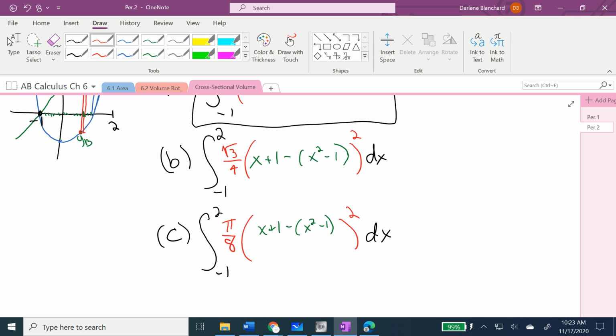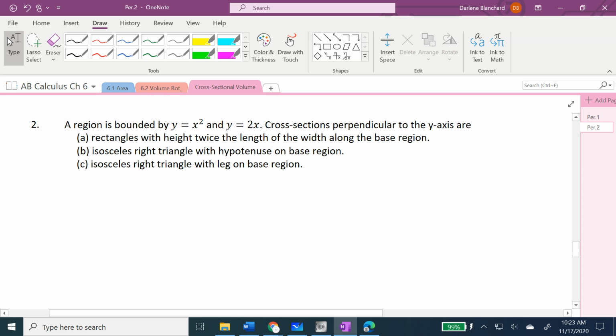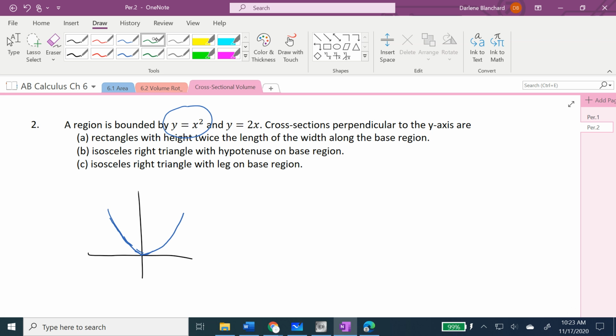So that was cross sections perpendicular to the x-axis. Number 2, cross sections perpendicular to the y-axis. Let's draw these graphs. Oh, that's way too steep. What am I doing? I'll never get them to meet if I use that steep.